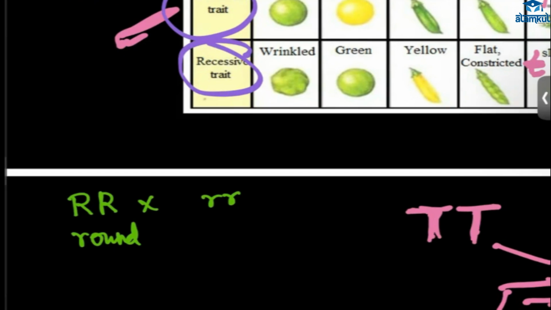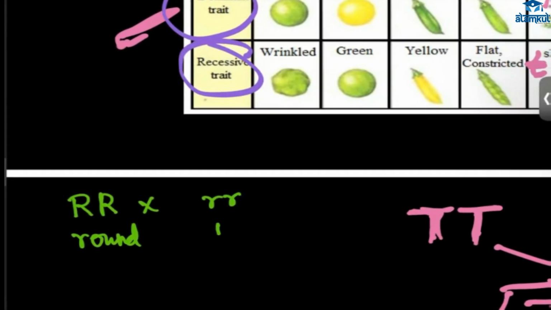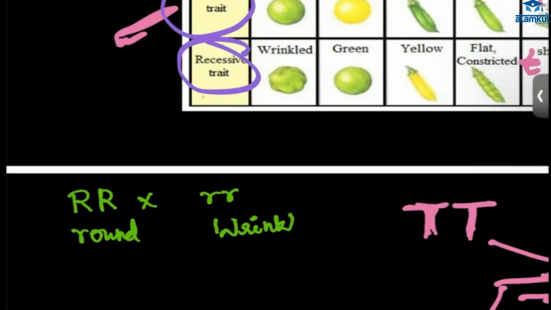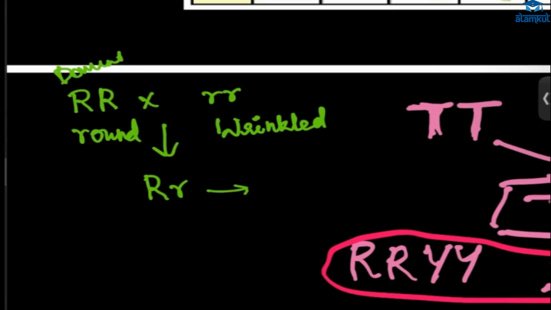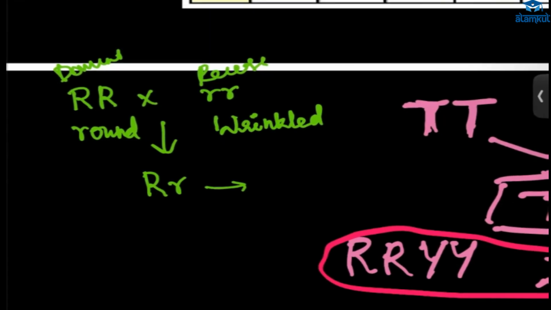Okay, so pure type we always use. Mendel, what did he do? He took pure type only first, round and wrinkled. Dominant, round, pure. And here also he took wrinkled, pure. When he crossed it, he got, this is the dominant trait and this is recessive. When dominant and recessive cross, what did we get?